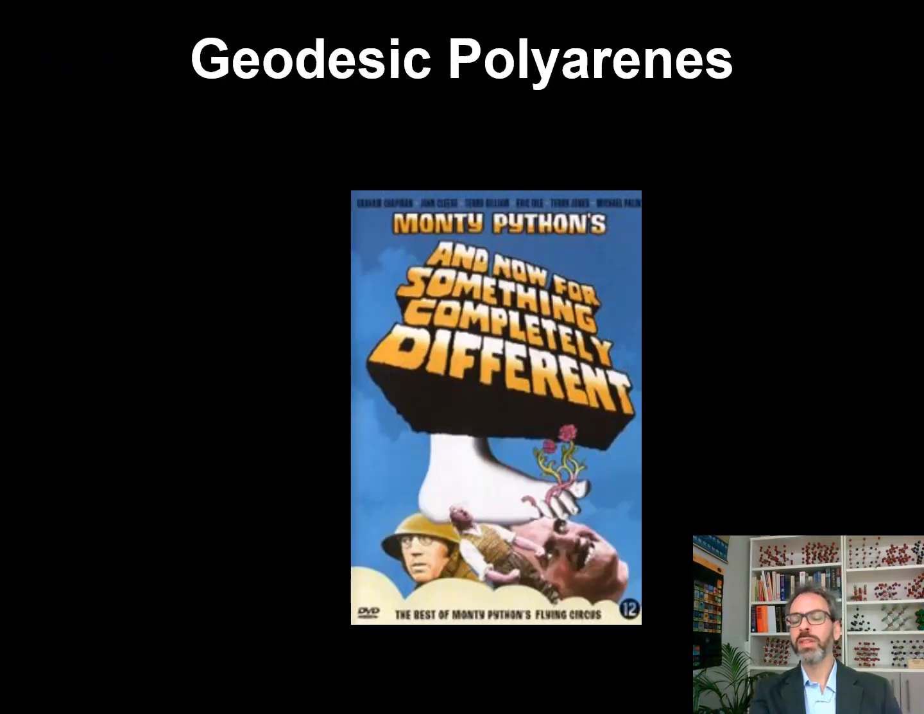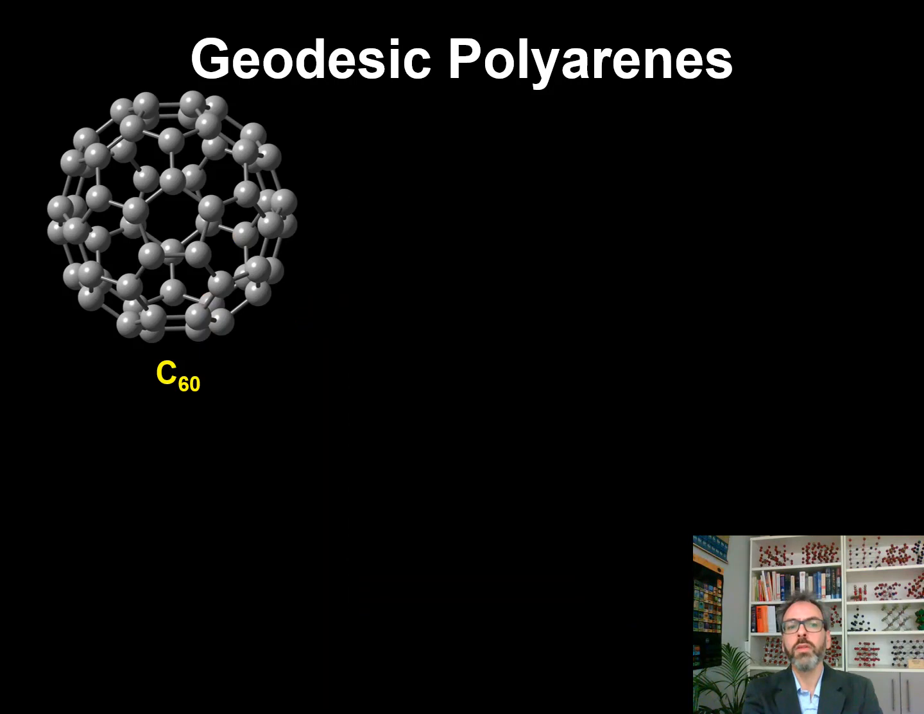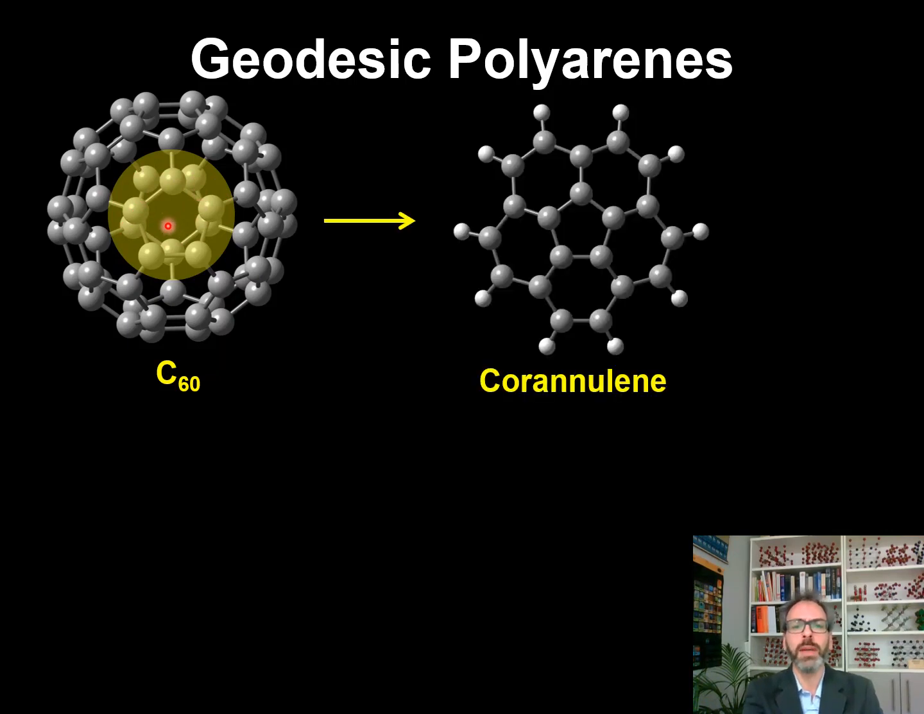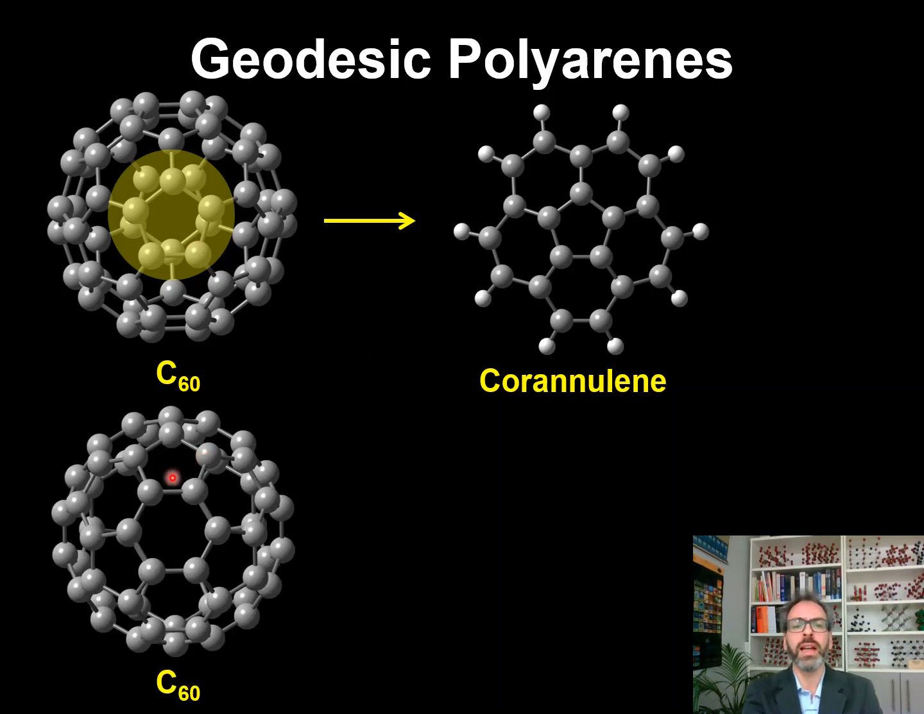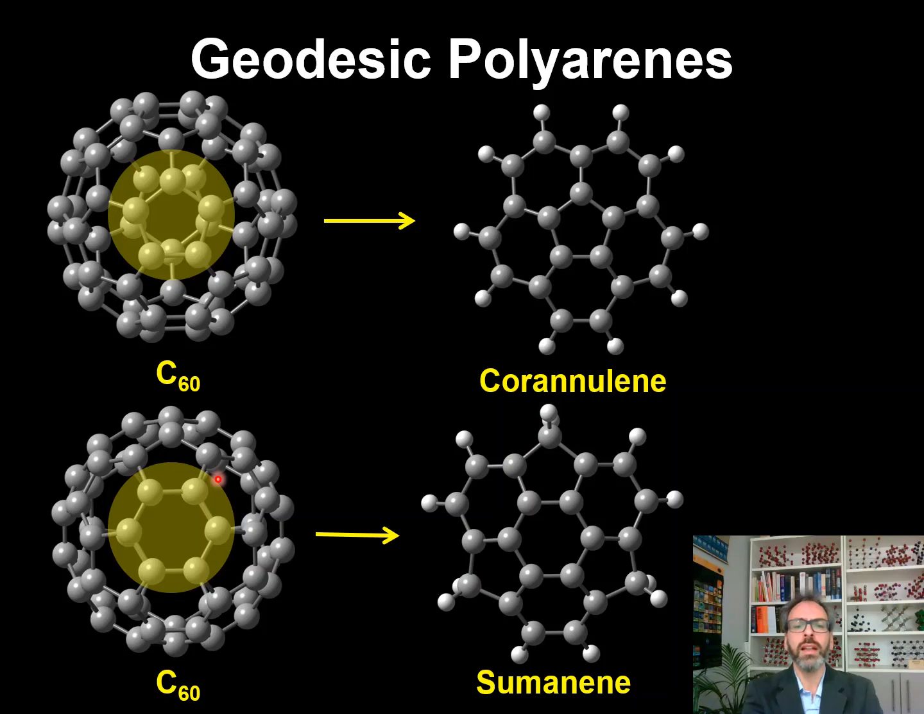Now let's move on to something not completely different: curved polycyclic aromatic hydrocarbons. So if we look at C60 from this angle with a 5-membered ring in the center here, and we curve out the rings that are surrounding this 5-membered ring, we will get a fragment of C60 called corannulene. And if we look at C60 from a different angle with a 6-membered ring in the center here and curve out the rings surrounding this ring, we will get another fragment of C60 called sumanene.